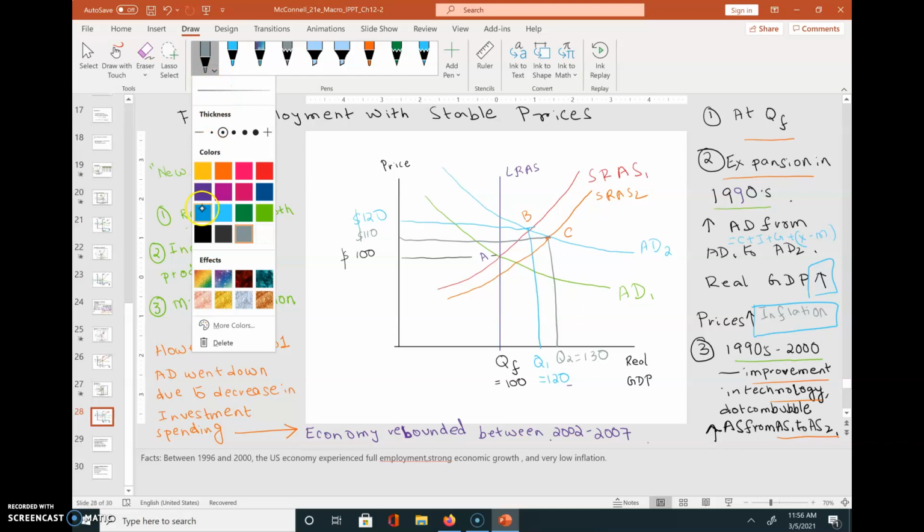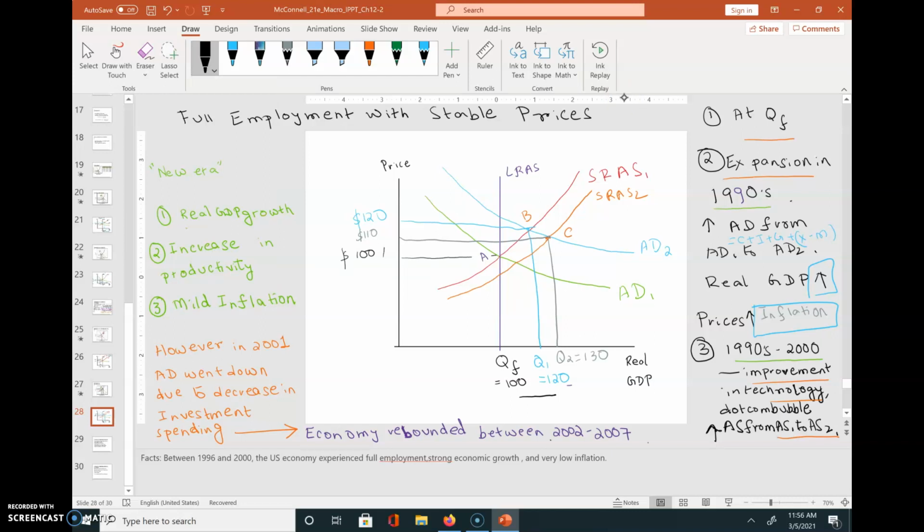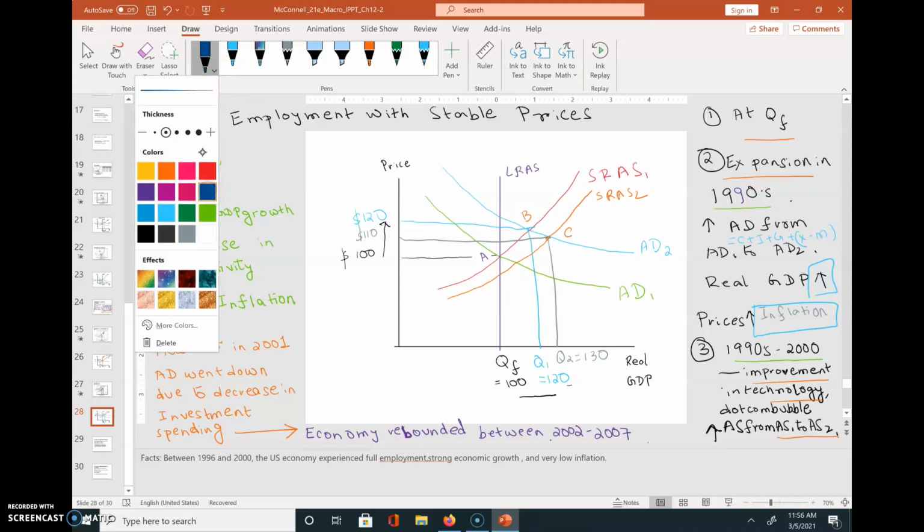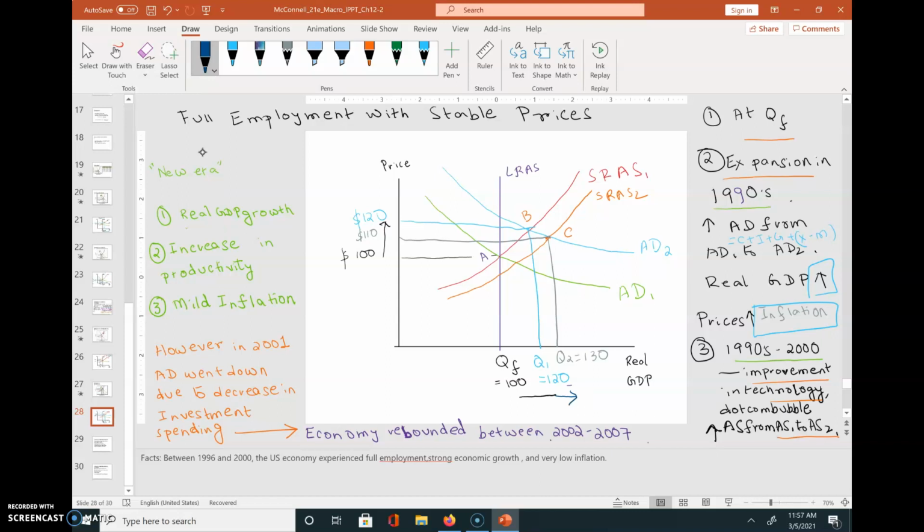So what really happened here is there was an expansion from QF to Q1 initially, and there was inflation because the prices went up all the way from 100 to 120. And this was accompanied by an increase in productivity, which increased the real gross domestic product even more, from 120 to 130. But if you look at point C, follow the lines that are drawn on the vertical axis and the horizontal axis, it looks like the price went down from 120 to 110. So we had an increase in real GDP, but only a mild increase in inflation.